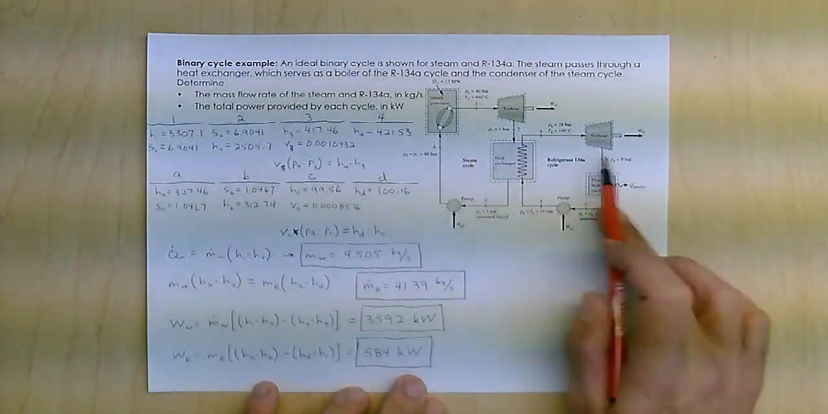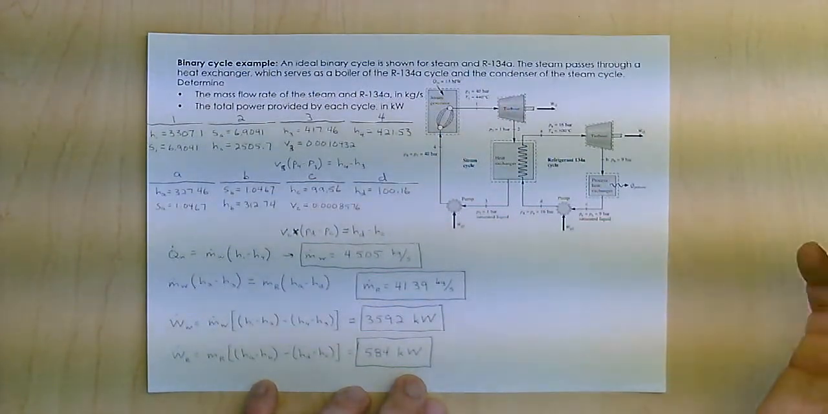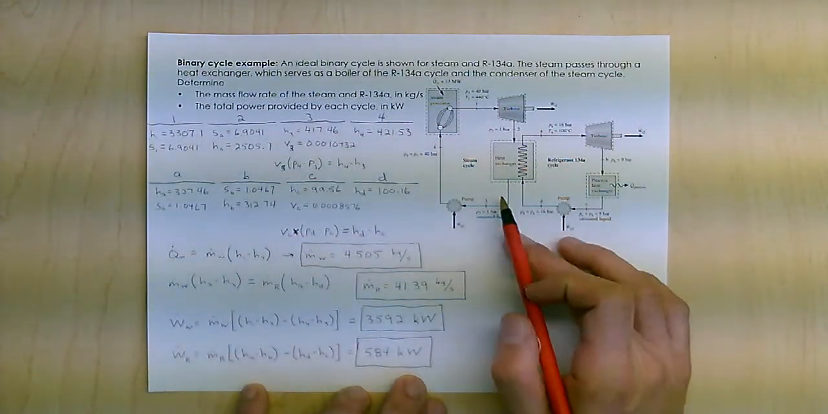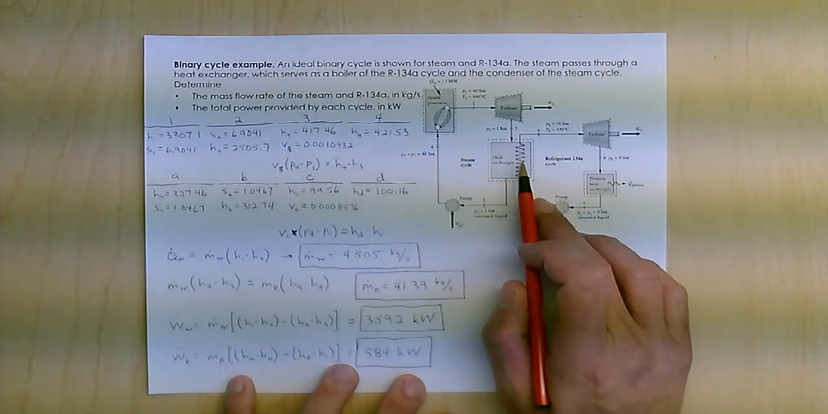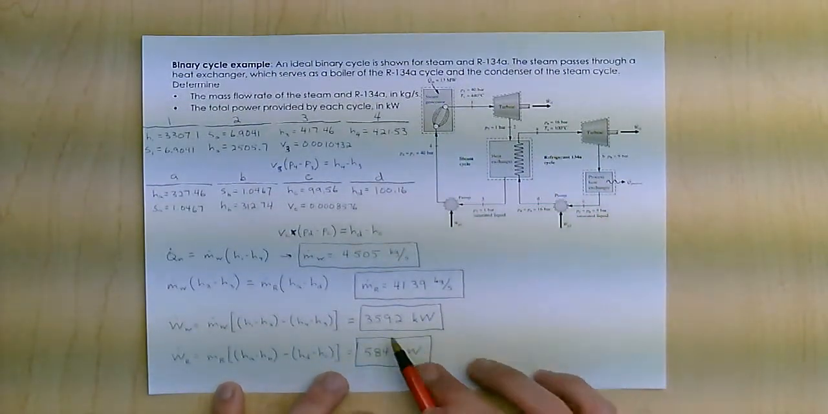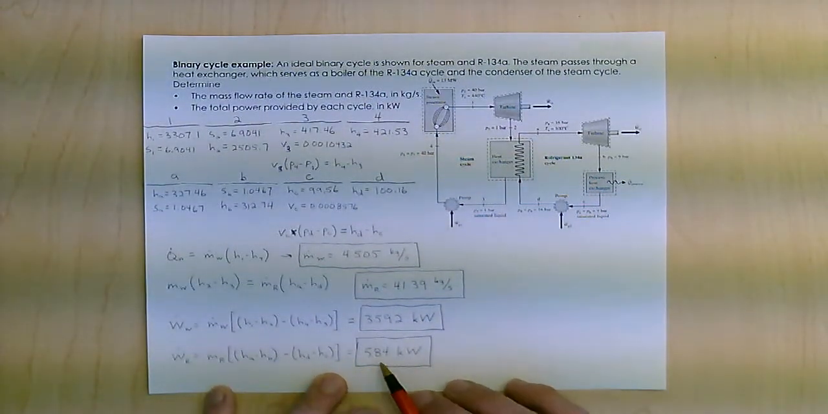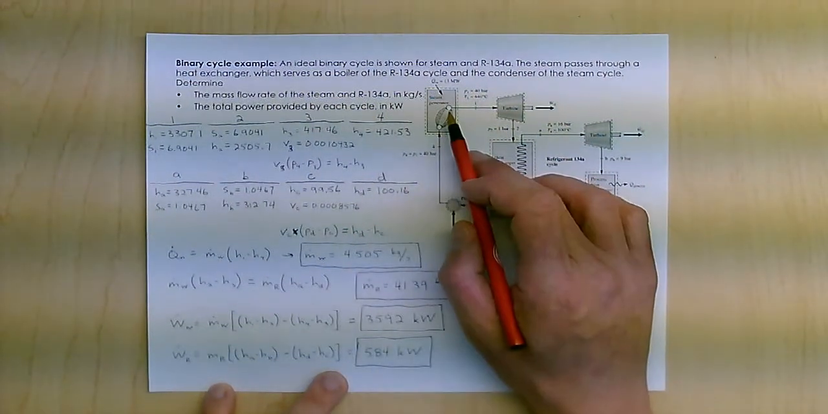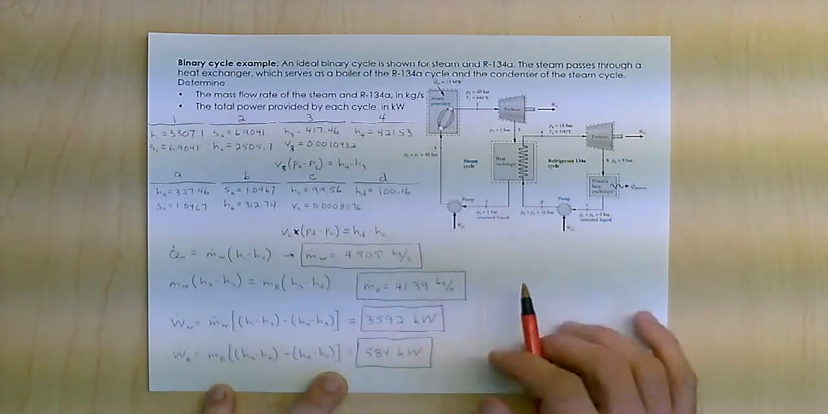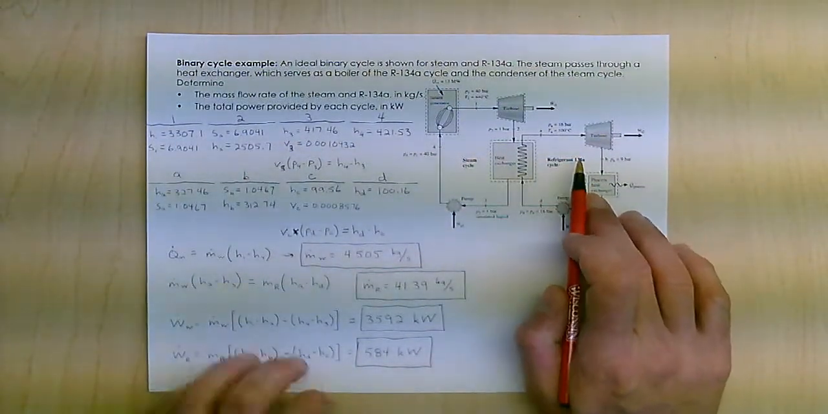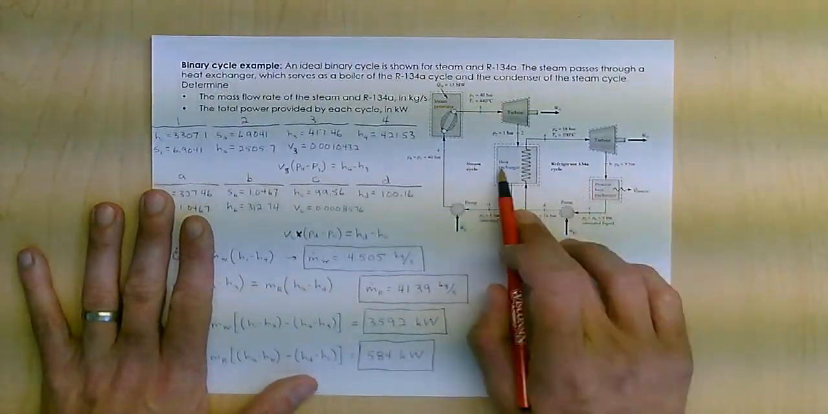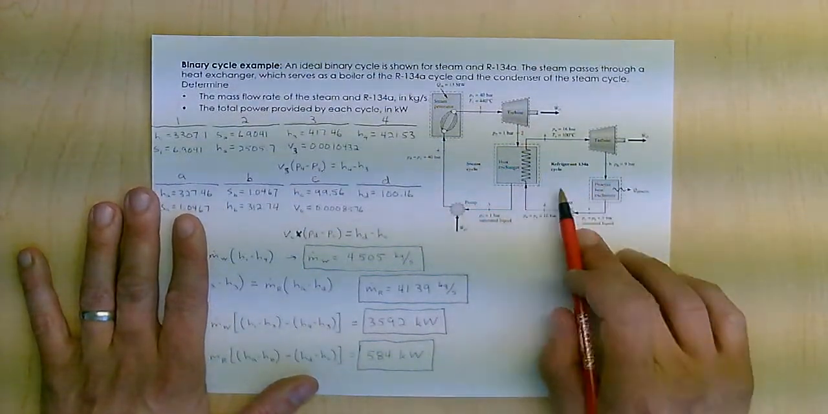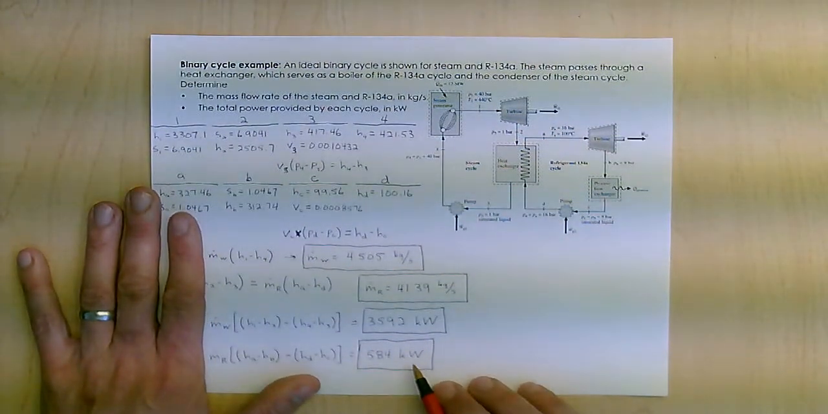Now you can see why this binary cycle is helpful, because ordinarily I would have just dumped the heat from the turbine into the atmosphere, the environment in some way. Instead, I dump it into the refrigerant cycle, and I get an entire 584 extra kilowatts of power for the same amount of input. So I've improved my performance by dumping it into a cycle at lower temperature and getting a little bit more power out.